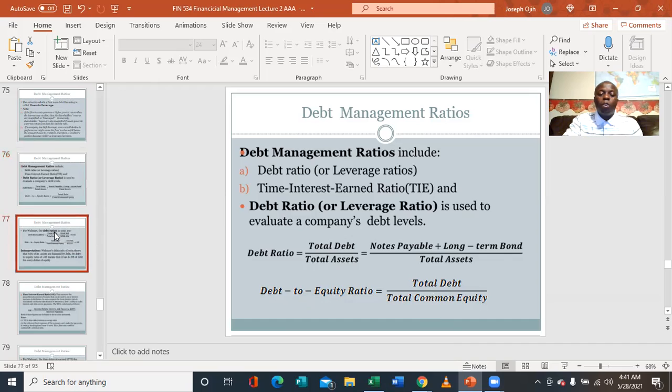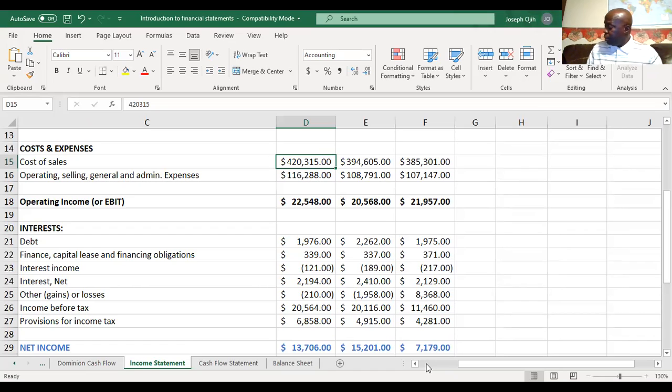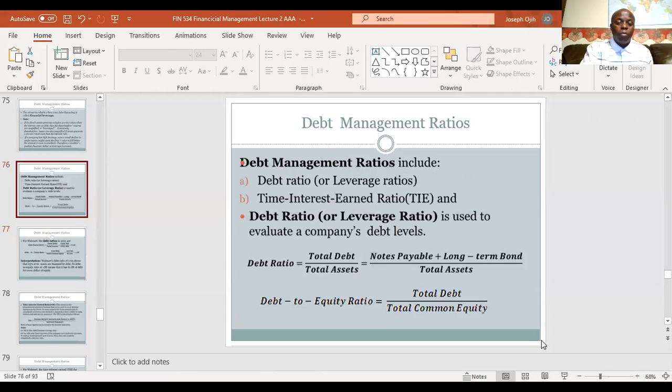Now let us do the calculation for Walmart. For Walmart, we'll be using 2021 and 2020 data. So I'm going to share my screen with you here. Now let me get my pen, and I hope you're ready to start work. The debt ratio formula: total debt divided by total assets. Now for Walmart, total debt.